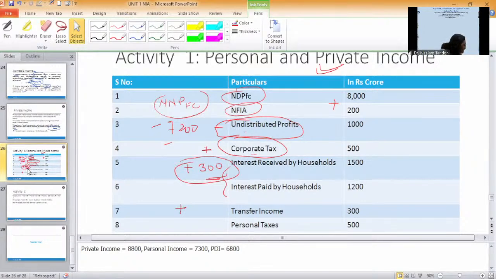Personal tax, that's what I shared, Kaveri. That is deducted when we go for personal disposable income, isn't it? So you only deduct personal tax when you calculate personal disposable income. So personal disposable income of 6,800 is right because over there you have deducted taxes. So that way it is right.